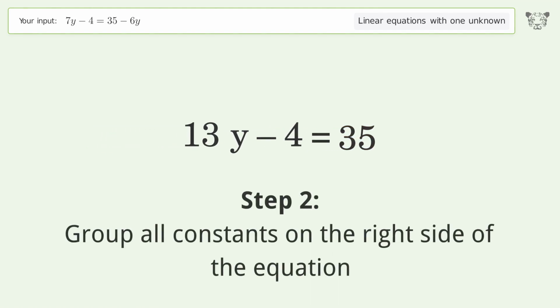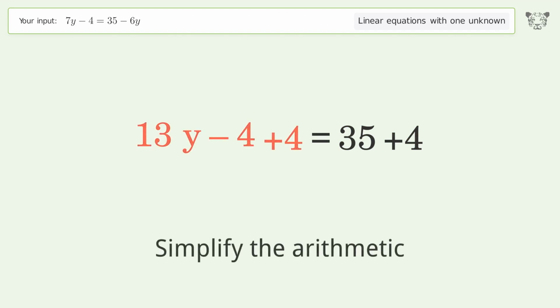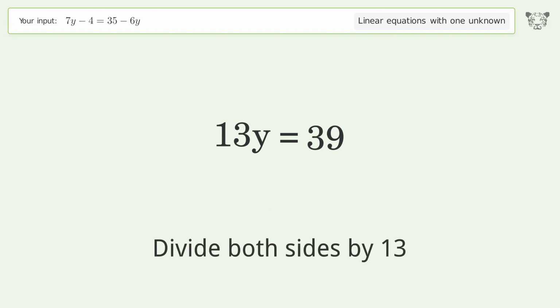Group all constants on the right side of the equation. Add 4 to both sides. Simplify the arithmetic. Isolate the y. Divide both sides by 13.